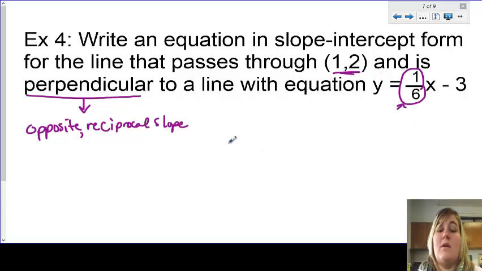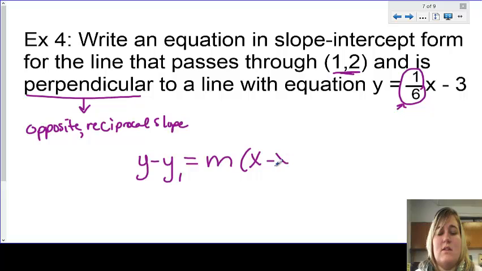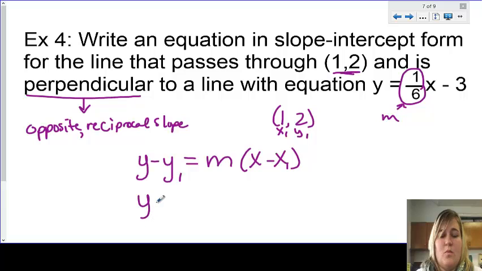So I'm going to use my point slope formula, which is y minus y sub 1 equals m times the quantity of x minus x sub 1. I'm going to write my 1, 2, and I'm going to label it x1, y1, and I know that this is my m. So I'm going to plug that information in.